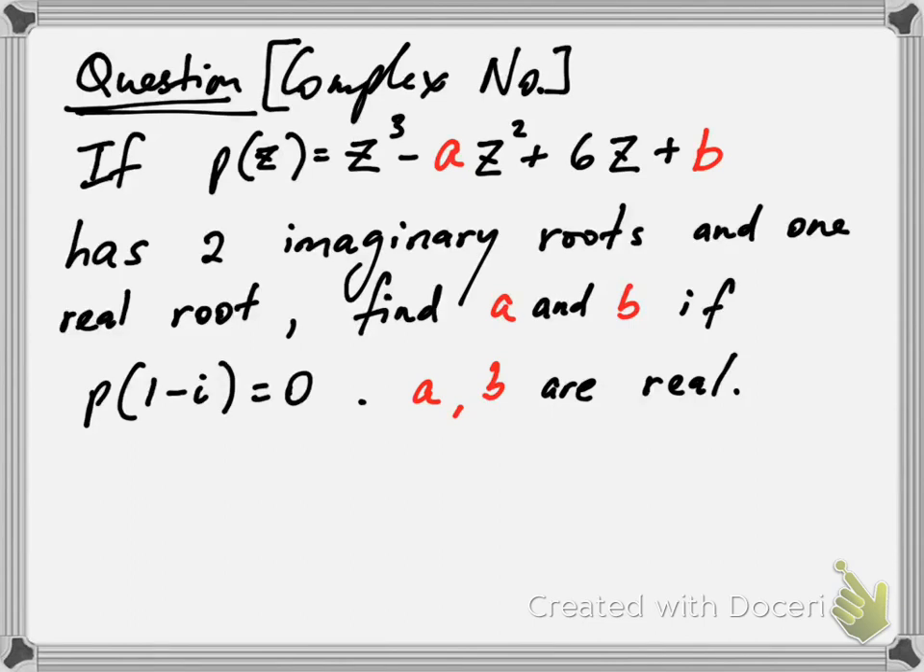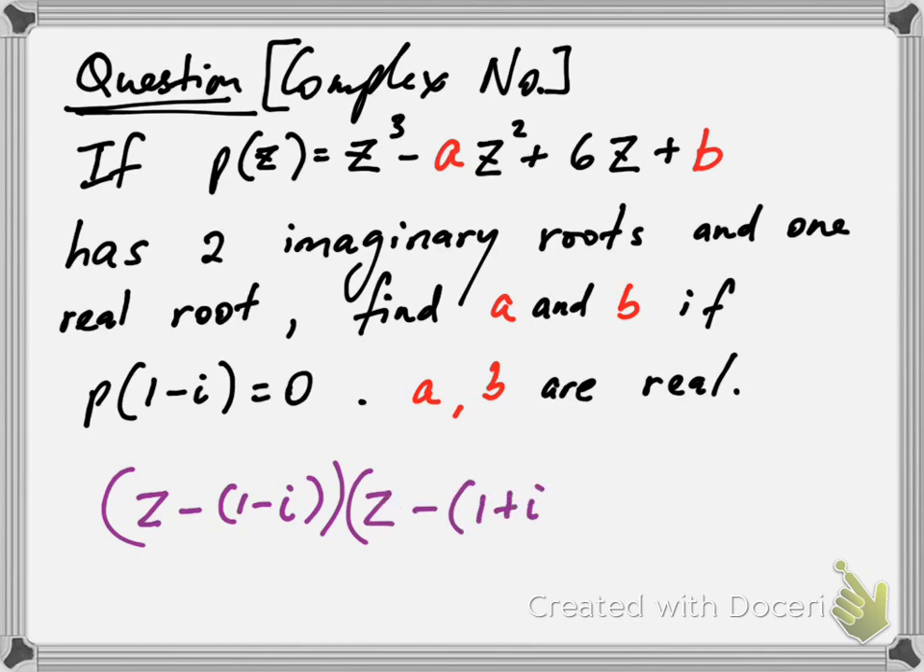Okay, so I'm going to use the cubic format, and that is z minus 1 minus i times z minus 1 plus i. So if 1 minus i is a root, then the conjugate would be a root as well, which is 1 plus i. And then I'm going to say z minus alpha is another root, and we'll try and see if we can find alpha and then see if we can substitute and find a and b.